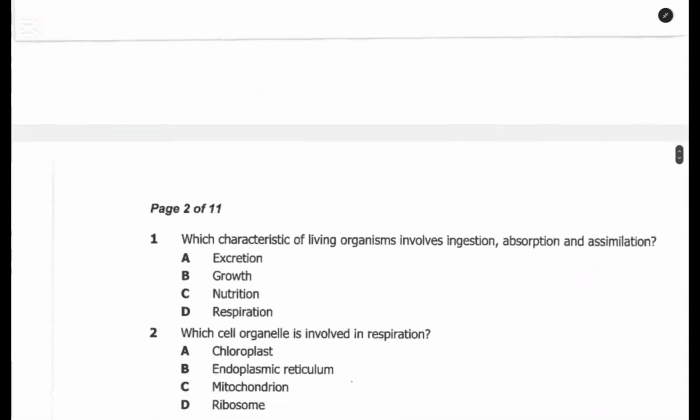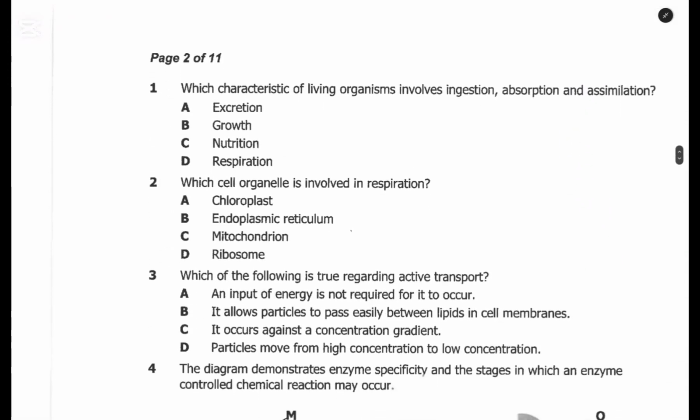Okay, so let us have a look at the questions. So here is the first question. Which characteristics of living organisms involve ingestion, absorption, and assimilation? Among the options: A, excretion, B, growth, C, nutrition, and D, respiration. So this is nutrition or feeding. The other term for nutrition is feeding. So therefore the answer for the first question is A.